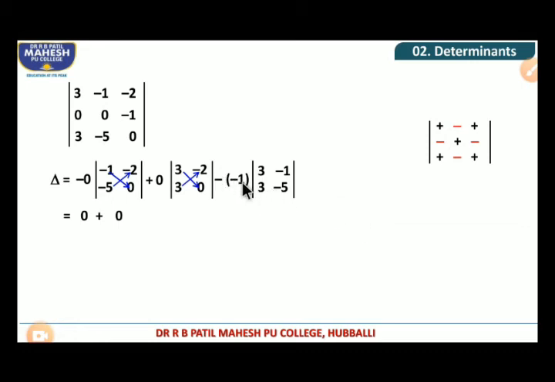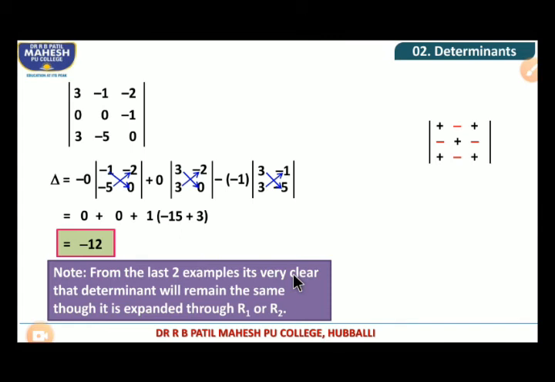And next, minus into -1 means it is what here? Plus 1 into the bracket of 3 into -5, that is -15, minus of 3 into -1, which is -3. So we have -15 plus 3, because -15 minus of -3 becomes plus 3. So -15 plus 3 is -12, into 1. Therefore, we have the value -12. So students, we have verified that whenever we expand along any row or any column, we will get the same value.